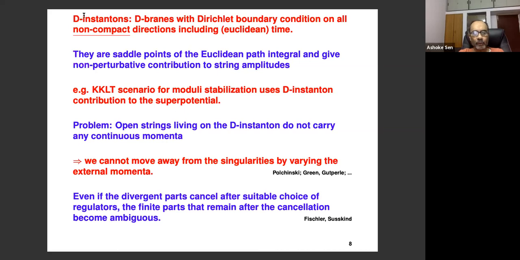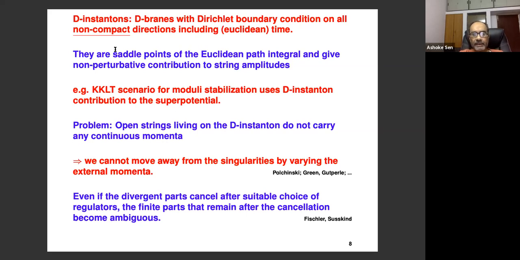So let me say a few words about what D-instantons are. I'll use a somewhat general definition of D-instantons. For the purpose of this talk, D-instantons will be D-branes which have Dirichlet boundary condition on all non-compact directions, and that includes the Euclidean time direction.